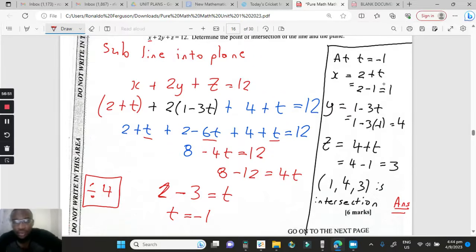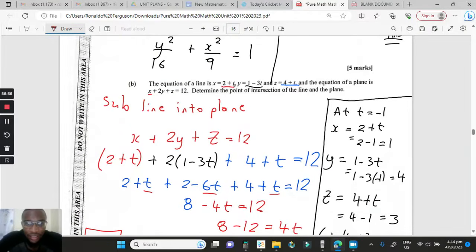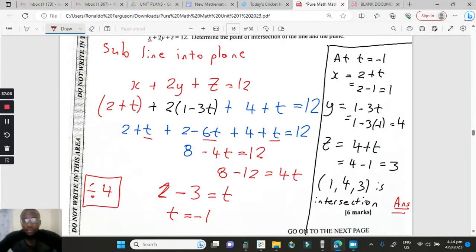Just to check again, 2 minus 1 is 1. Remember, we'll put t right here as negative 1, so this is 1. Negative 1 times negative 3 is positive 3, 1 plus 3 is 4, and 4 minus 1 is 3. This is our point of intersection, (1, 4, 3).